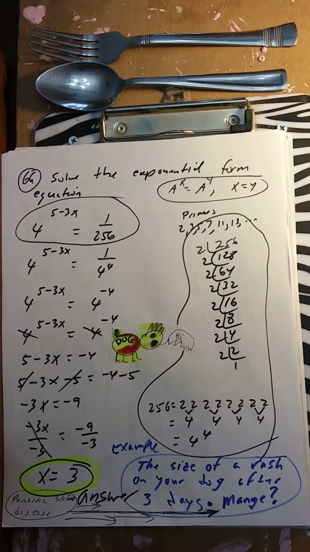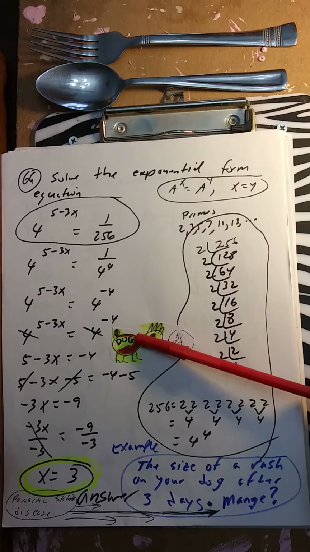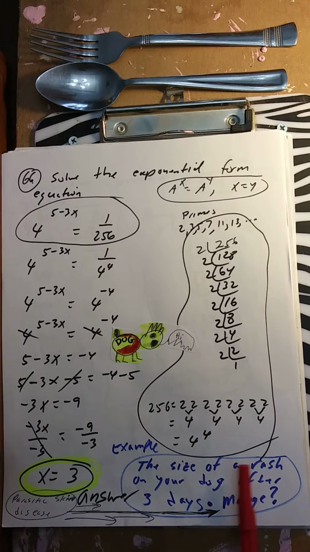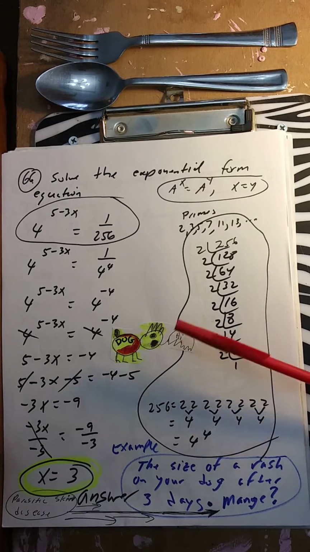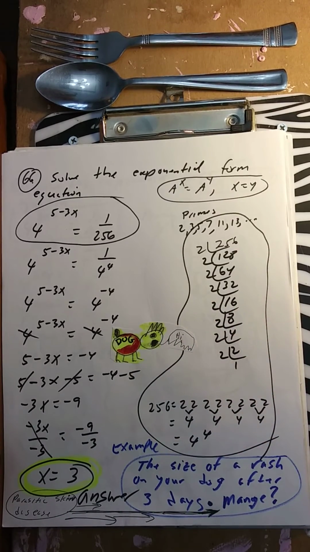Again, he's saying hi, the dog. With the little rash on it, see it? All right, so the size of the rash on your dog after 3 days, like mange maybe, a parasitic skin disease maybe, I don't know. Anyway, there you go. He says hi, hi.